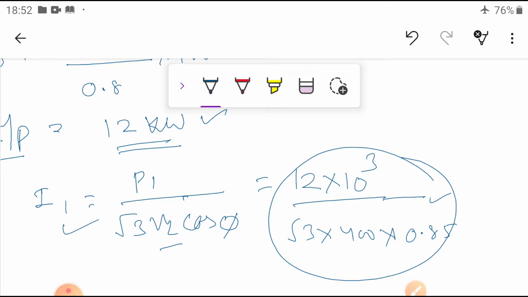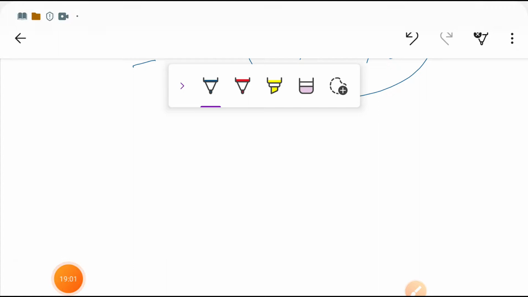Let us do one problem in our AC motors. Based on this basic idea, we are going to do one problem. So let us do that one. One problem is given. What is the problem?